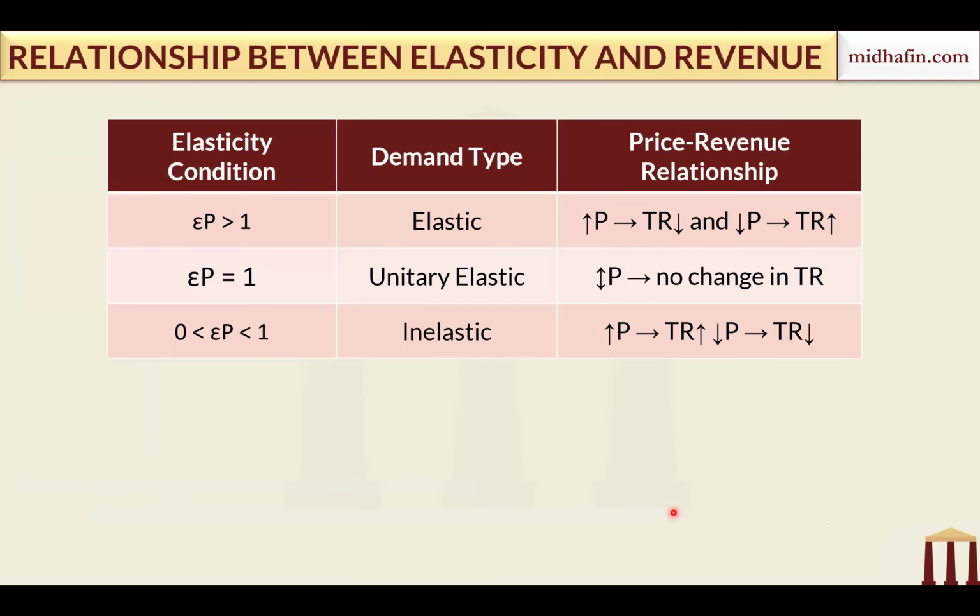And when we write EP greater than 1, understand that we are implying the mod of elasticity, because it can be positive and it can be negative also, because own price elasticity is generally negative, right? For normal goods. So this is mod. Basically, we are discussing the absolute value or the magnitude of elasticity over here. So we know that if the demand type is elastic, then the magnitude of the elasticity is greater than 1. We have seen this in the last class.